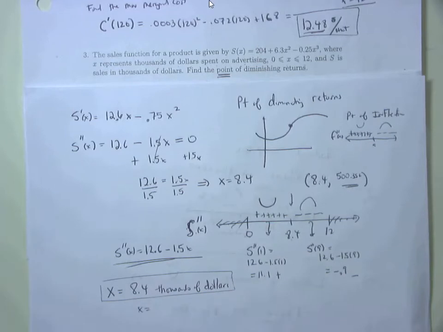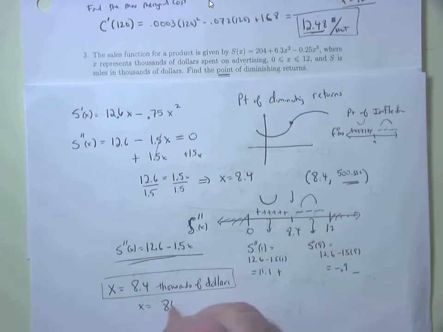But honestly, you've got to communicate this to your employer or your employees or the people you're investing with. What does this $8.4 thousand actually mean? Talk about money. What is $8.4 thousand? That's $8,400. Basically move the decimal place 3 places to the right for the $1,000. So 8.4 times $1,000, and you get $8,400. Does that make sense? So right at $8,400 is when you get your point of diminishing returns.